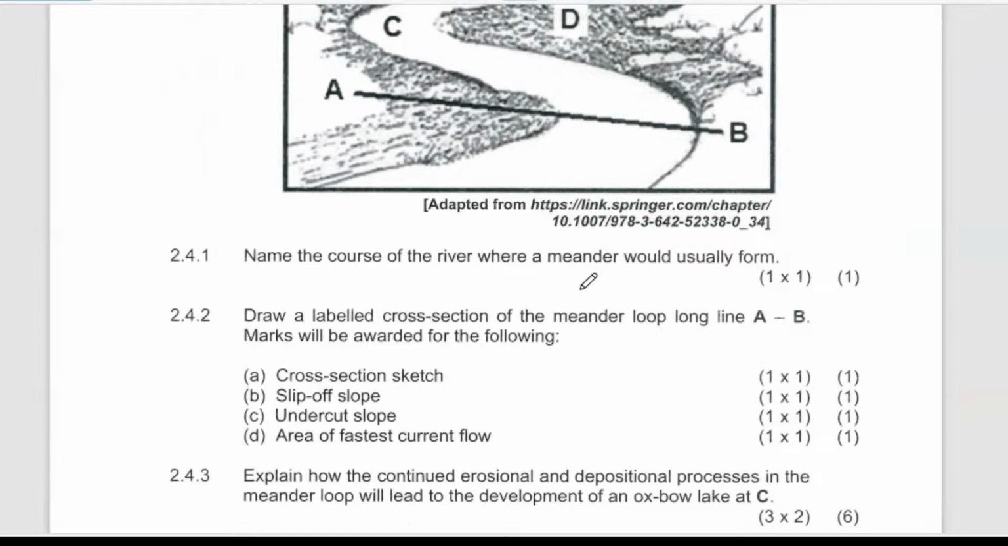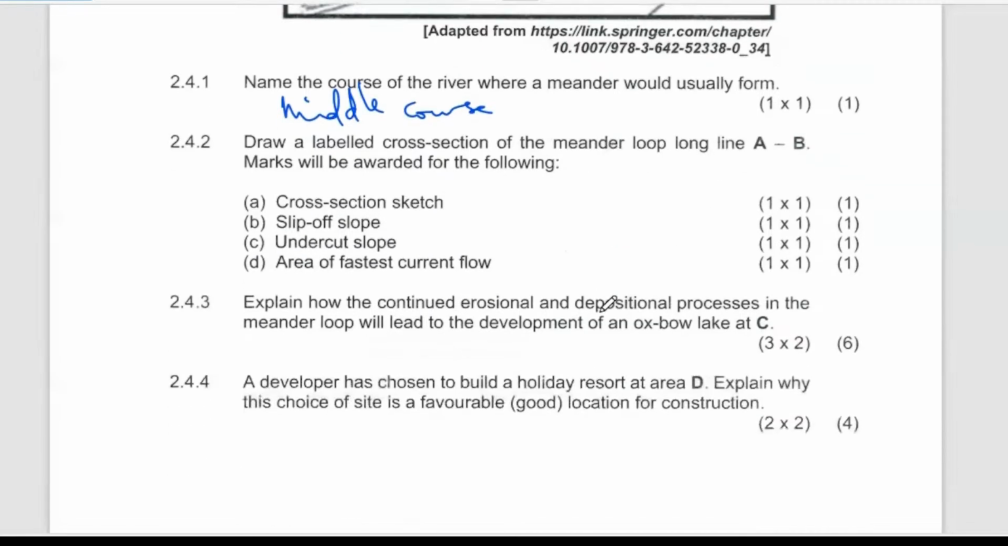Right, name the course of the river where the meander would usually form. The meander is a typical landform in the middle course of the river as we approach the lower course of the river. So typically, the meander is a landform which is predominantly in the middle course of the river, going towards the lower course of the river. That is where we tend to find the meanders developing.